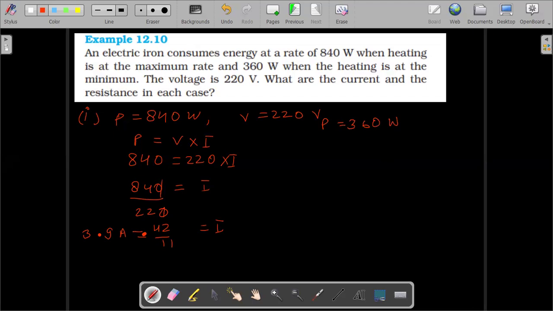18 by 11. How much? 18 divided by 11. Yeah, you are getting 18 divided by 11. All right, nearby 1.6. Yes, sir, 18 by 11. Okay, so you get 360 over 220, which is 18 by 11, that's 1.6 ampere. I think it's not 1.4, just check it. Oh, sorry, 1.6. Yes, 1.6 ampere is the current I.